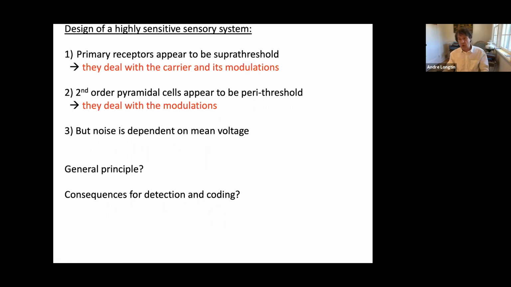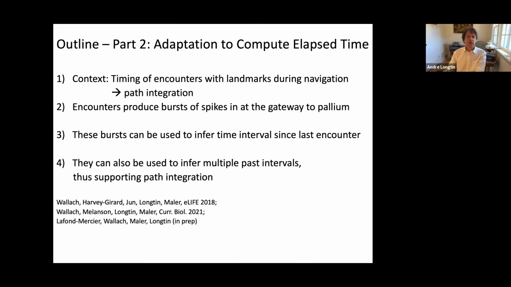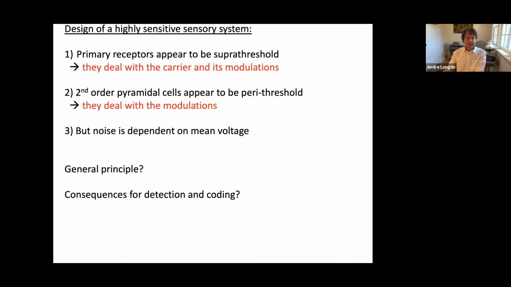Consequences for detection and coding, how it interacts with our other story about the interspike interval, correlations, and enhanced Fisher info. That's something we're still working out. Okay, so that's part one.